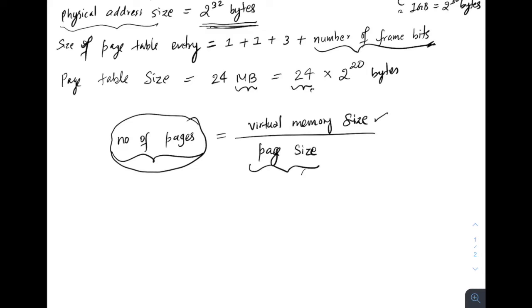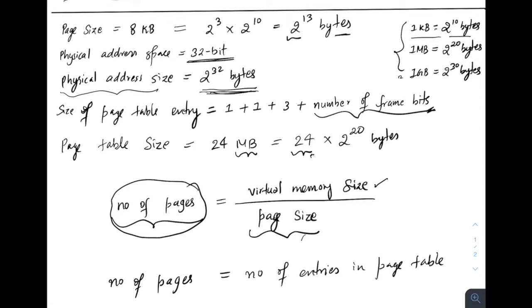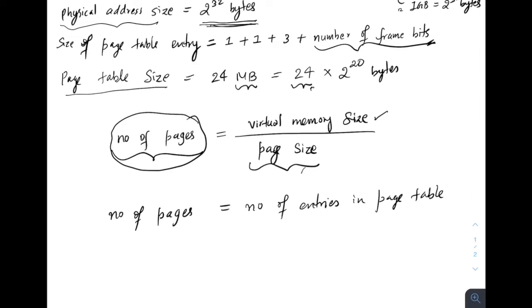Number of pages we have to find, right? Another way of finding the number of pages: the number of pages is also equal to the number of entries in the page table, because here page table data is given. So you should try to find a relation between the number of pages and the page table, because the page table size is given. So the number of pages is equal to the number of entries in the page table. If you can find the number of entries in the page table, because there is some data given about it, you will be able to find the number of pages.